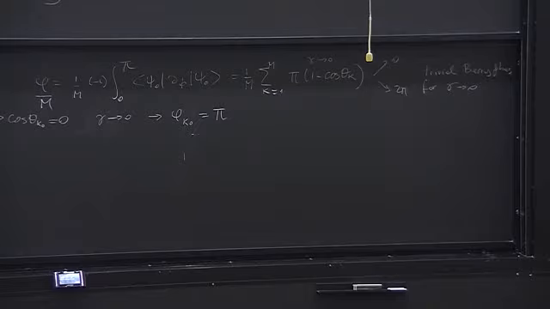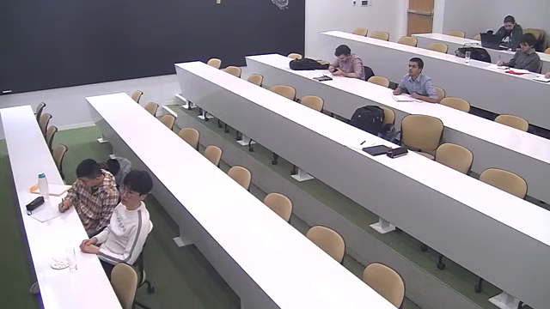I'm very confused because how did you all of a sudden say cosine theta k0 is equal to 0? Are you saying that epsilon of k goes to 0?